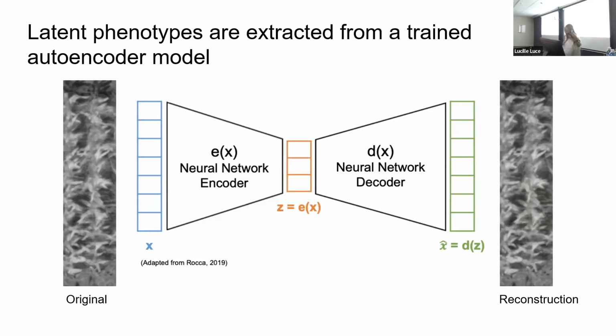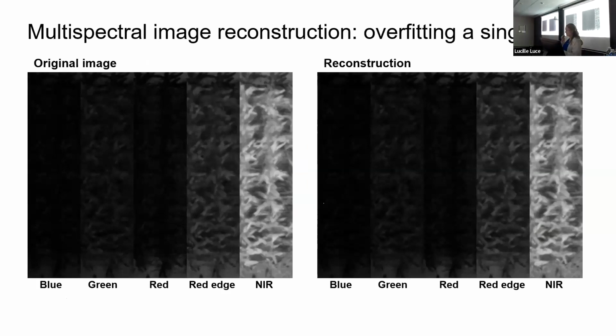In this context, we start from original images that are 5-band, 396 pixels tall and 94 pixels wide, so about 185,000 values, and reduce them to a vector of length 256. So this shows results from an initial test to overfit on a single multispectral image and see if we could fully reconstruct the original image from latent codes.